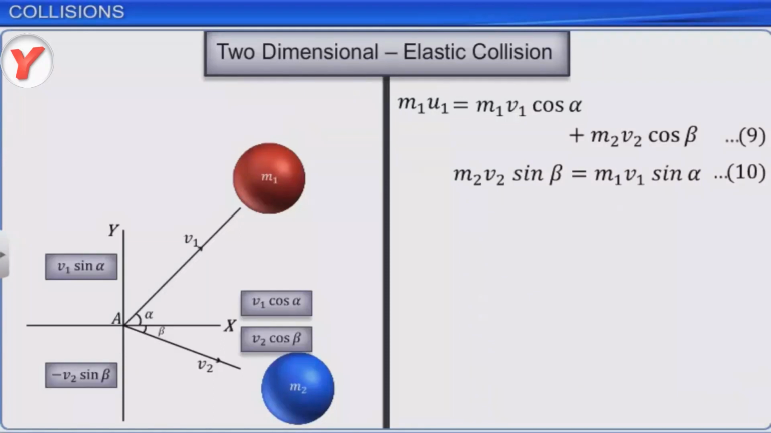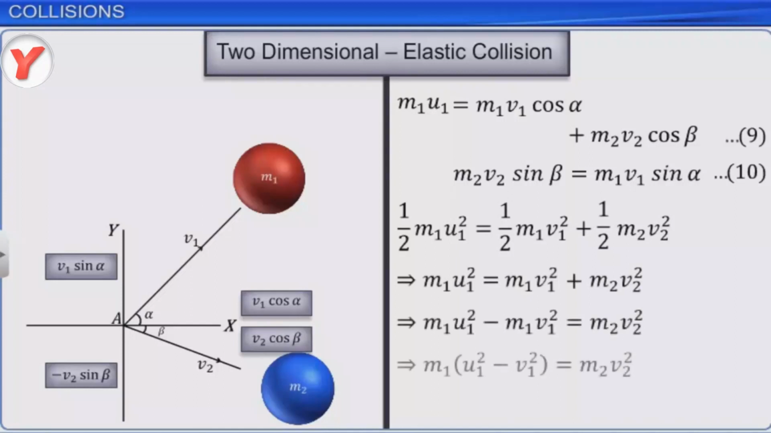Since the total kinetic energy is also conserved in an elastic collision, and as u2 is 0, we have half m1 u1 square is equal to half m1 v1 square plus half m2 v2 square. On simplifying, we get m1 into u1 minus v1 into u1 plus v1 is equal to m2 v2 square. Let this be equation 11.